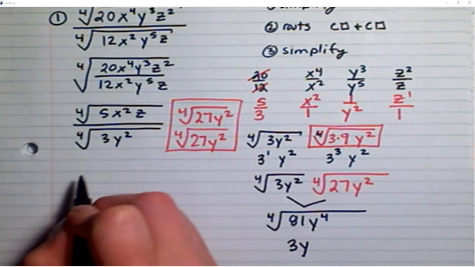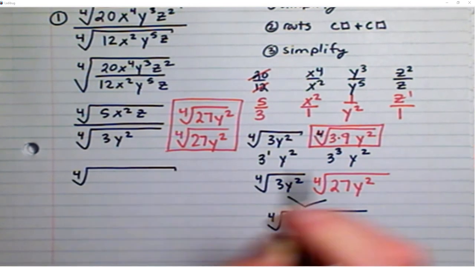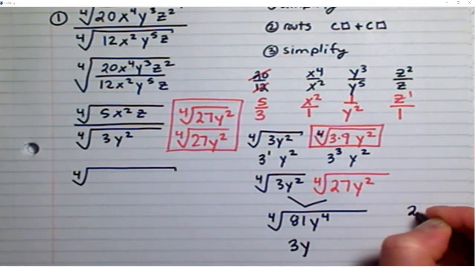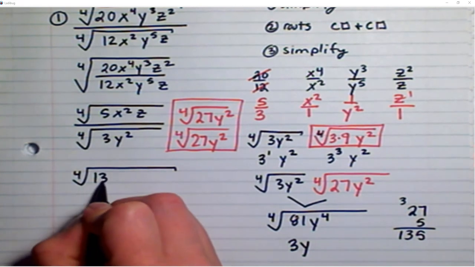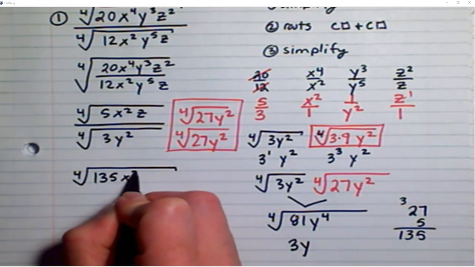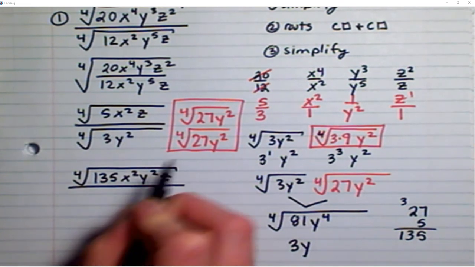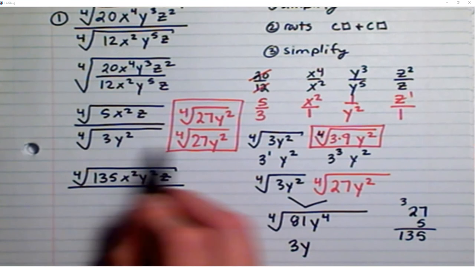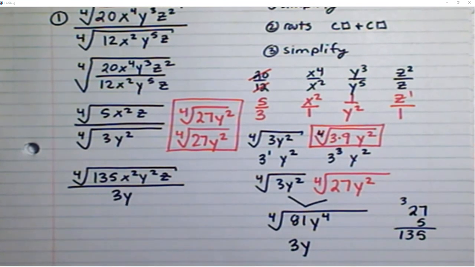Okay, so let's multiply this together. Fourth root of, okay, sometimes it's not above me. Yep, 135x squared y squared z. Okay, and then I've already multiplied this together, so it's a 3y.